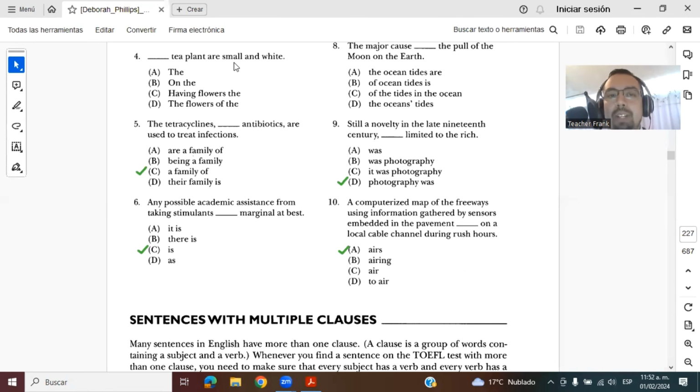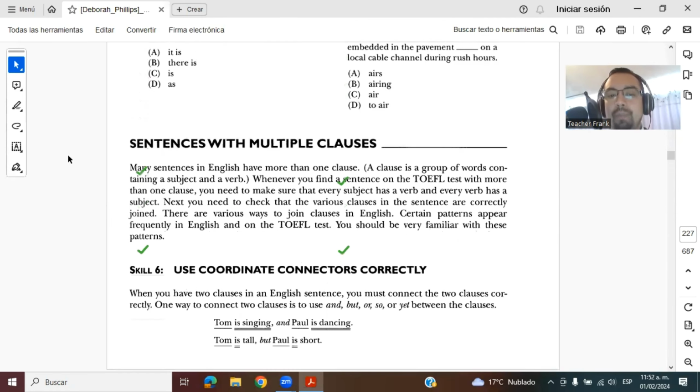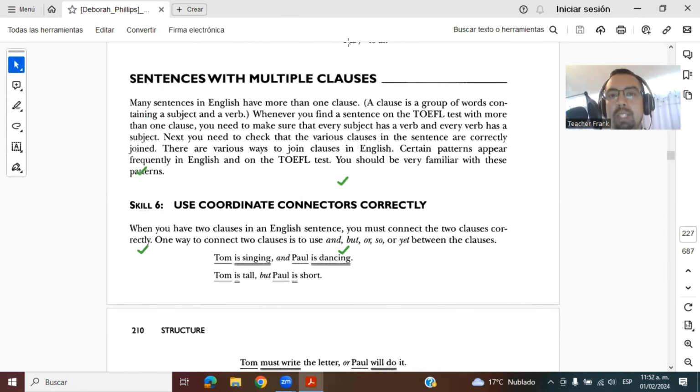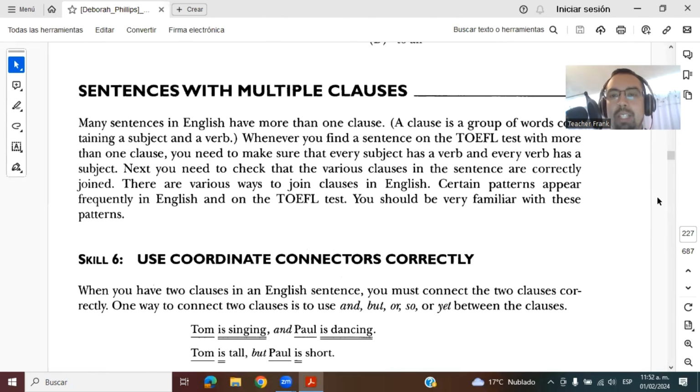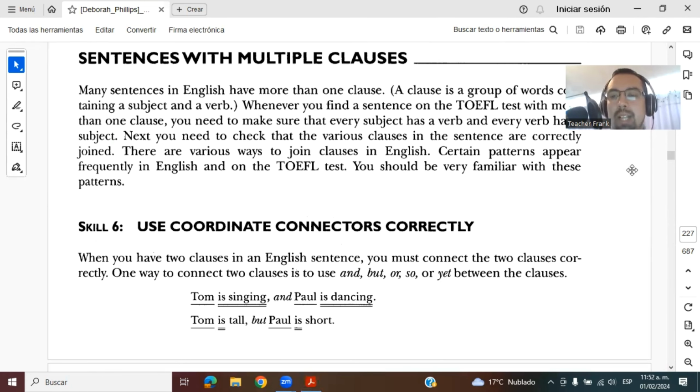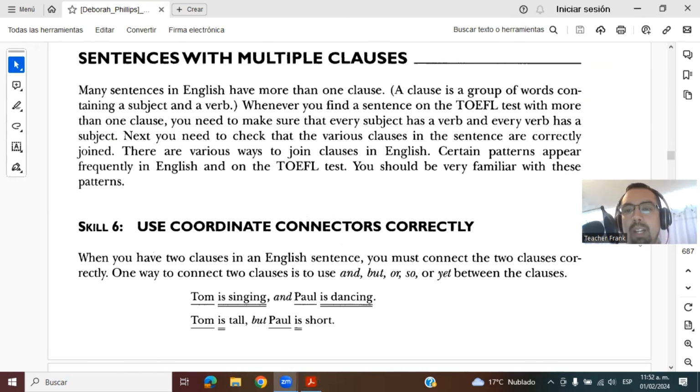Okay, very good. So now let's go to skill number 6. Skill number 6 is part of a bigger category, which is called sentences with multiple clauses. Now, as I was saying in the beginning, we have to remember here what a clause is. A clause is basically a subject and a verb, right? I think I have mentioned this already. This is very important for the analysis. So if you have a subject plus a verb, that's going to be a clause.